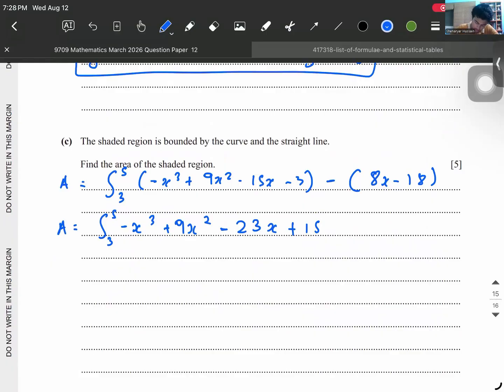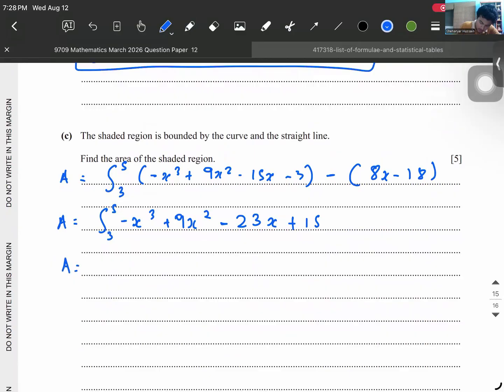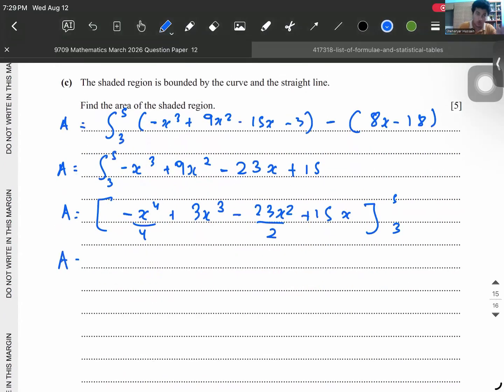Okay, so we have to integrate this. So this turns out to be negative x to the power of 4 upon 4 plus 9 upon 3, so that becomes 3x cubed, minus 23x squared upon 2 plus 15x, from 3 to 5. So, let's input 5. What are we getting? Negative 625, I guess. 5 cube is 125. 125 into 5 is 625.